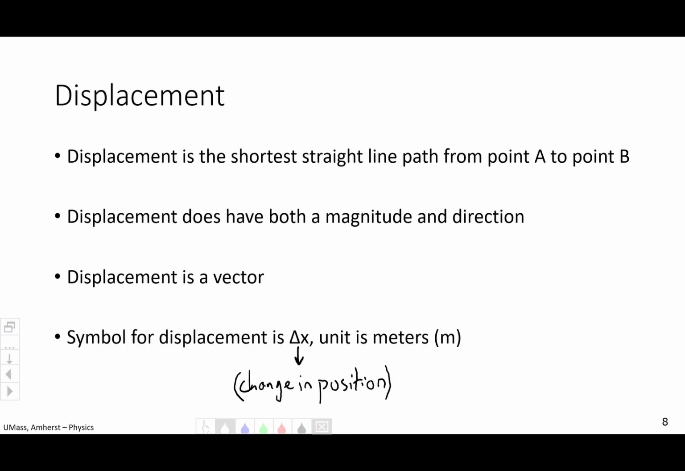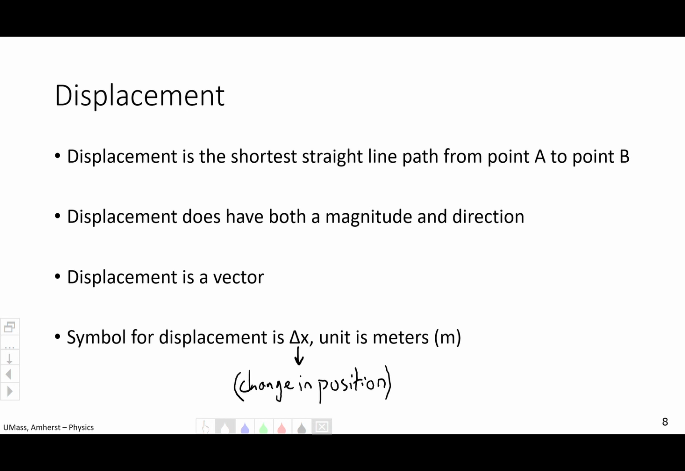All right, displacement. Displacement is very, very similar to distance, but you need to be careful. Displacement is the shortest straight line path from point A to point B. We're going to see a diagram in a minute that kind of clears this distinction up. So displacement is the shortest straight line path from point A to point B. Displacement does have both a magnitude and a direction, therefore it is a vector.